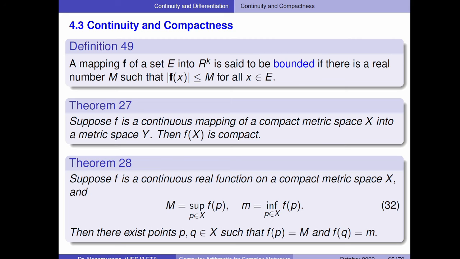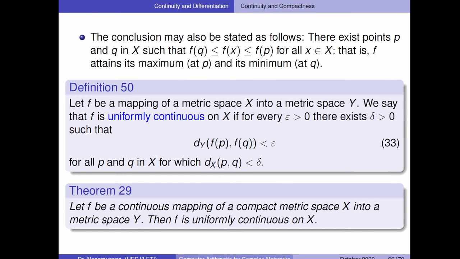And continuity and compactness: if a map f is bounded, then when you apply f you can get the same support, so the same consequence for theorem 27. Suppose f is a continuous map of a compact metric space X, then the image of X is compact as well, right? So it's going to be important. The conclusion may also be stated as follows. There exist points p and q such that if you apply the function you get the consequence of compactness as well.